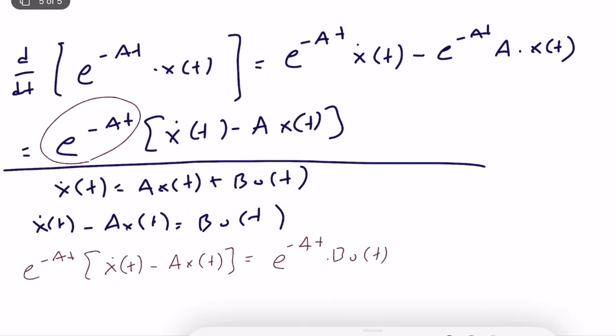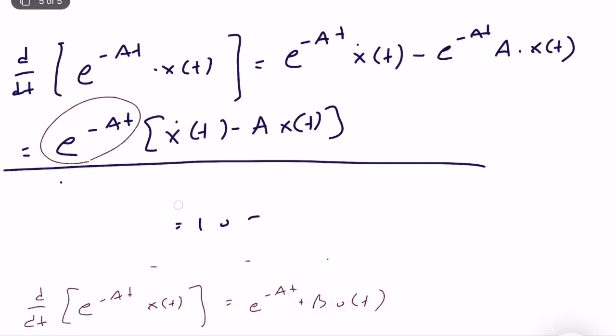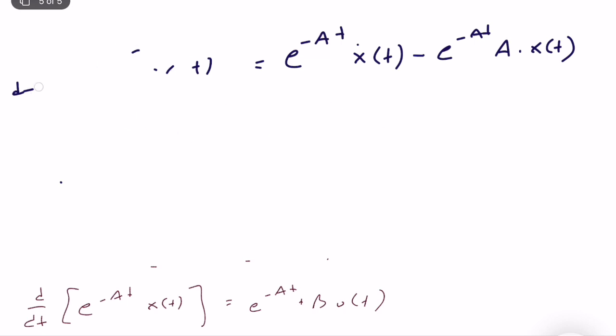Now, instead of this, I can use the original expression, which is here, and it states that d over dt of e to the power minus at times x of t is equal to e to the power minus at times b times u of t. So we have a derivative on one side and an expression on the other side. Let's clean everything and finish here. We don't need to use this now, so we will just go from this point.